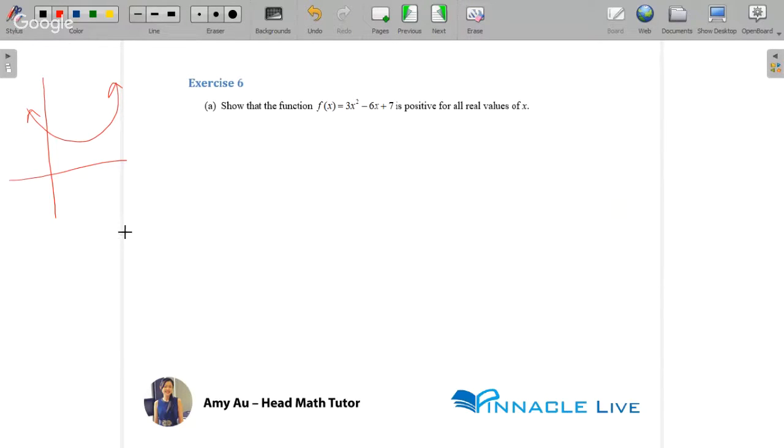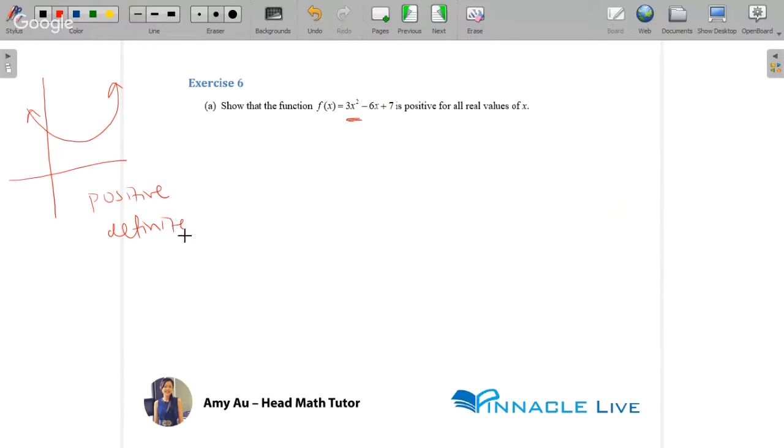Like for example, a parabola, if it doesn't touch the x-axis at all, because this is a concave up parabola, with a positive 3 as the leading coefficient. So the terminology for that, what you're trying to do is show that it's positive definite. You might have seen this terminology. It just means it's definitely positive. That is it. So how do you show that?